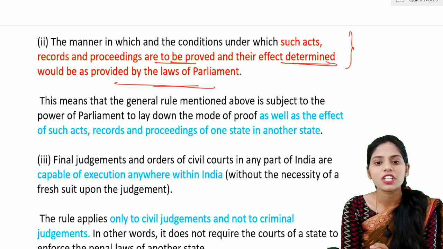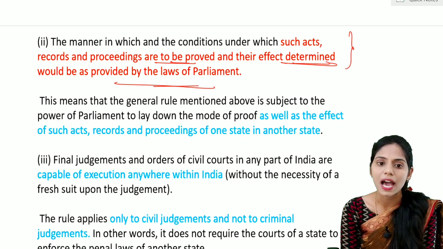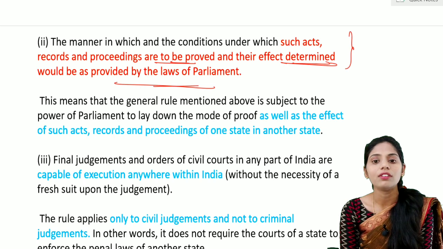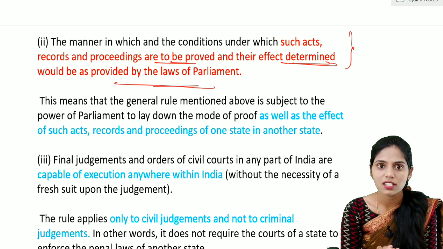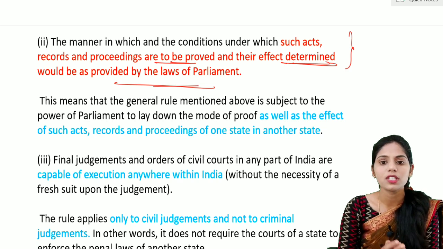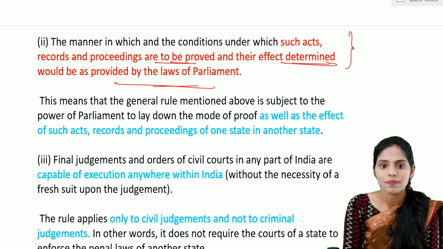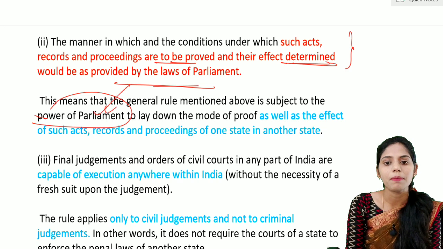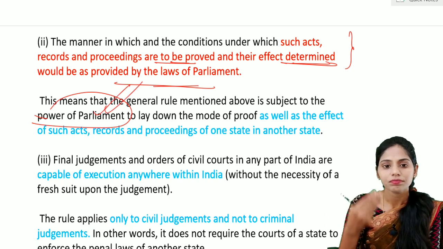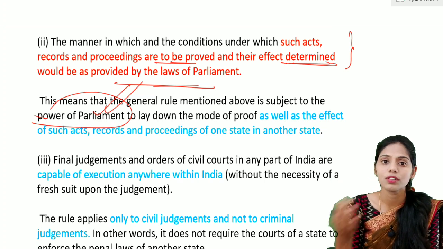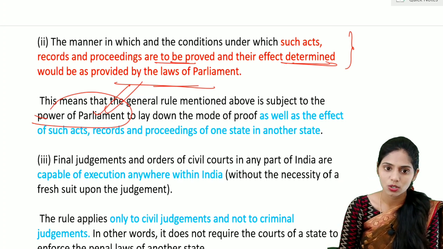It means the general rule mentioned above is subject to the power of Parliament, mainly to lay down the mode of proof as well as the effect of such acts, records and proceedings of one state in another state. So the power vested with Parliament is mainly to lay down the proof of whether the acts, records and proceedings of one state are followed in another state or not.